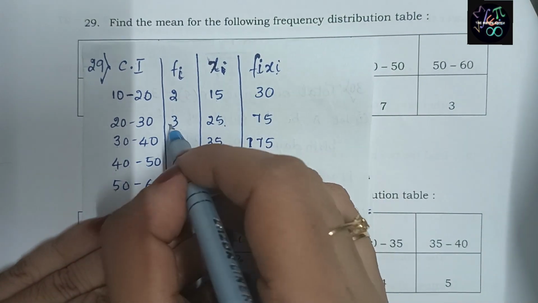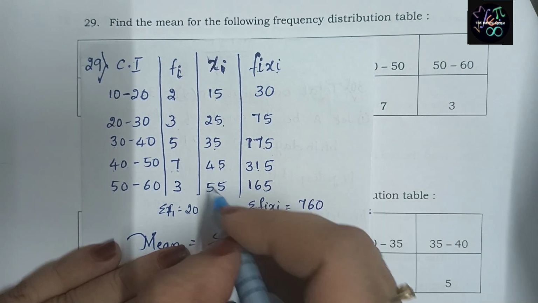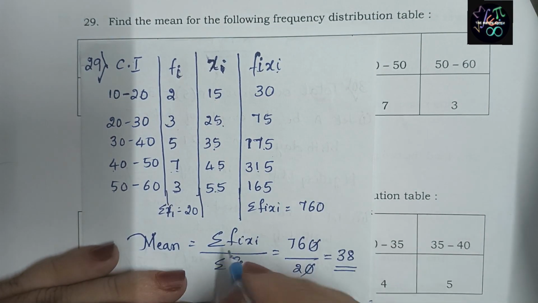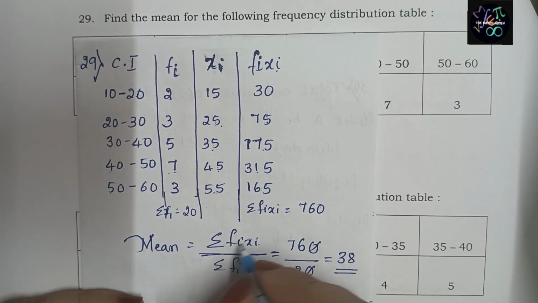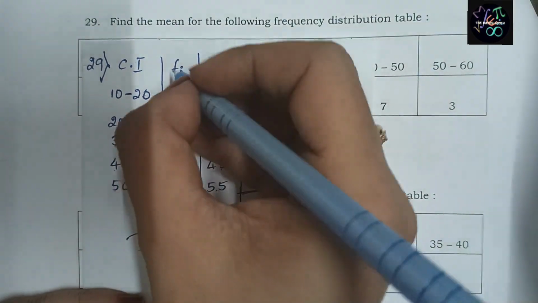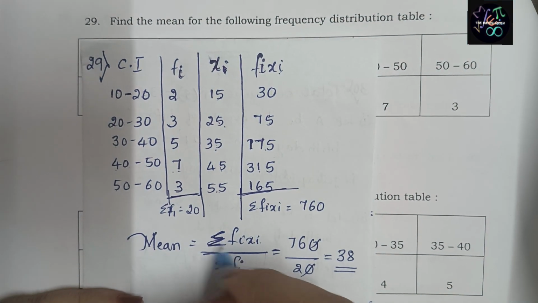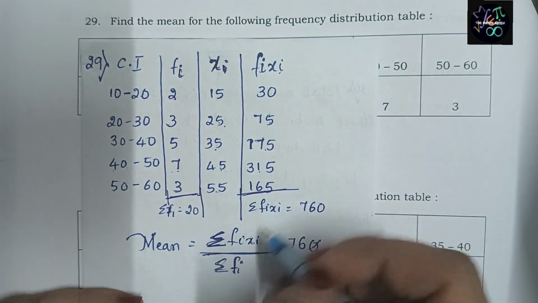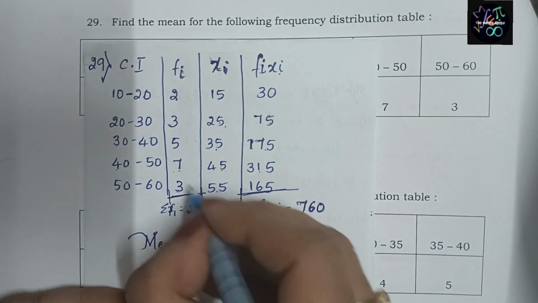Then the next step is to multiply. 15 twos are 30, 25 threes are 75, 35 into 5 is 175, 45 into 7 is 315, 55 into 3 is 165. As we got this column, we should remember the mean formula: sigma Fi Xi upon sigma Fi. Sigma means sum, the total of this column, upon the total of the Fi column, not Xi, because in our formula it is Fi Xi total upon sigma Fi column total. The Fi Xi column total we got is 760. If we add the Fi column, we got 20.